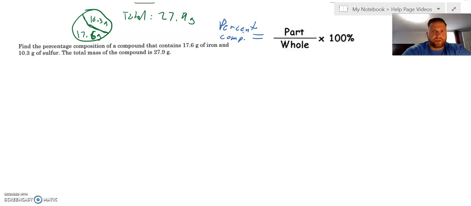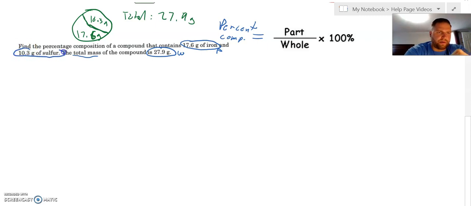And what we want to do is look for these items in the problem. They say that the total mass of this compound is 27.9. So this is our whole. That will always be our denominator. And now I'm going to find the parts. Here's one part, 17.6 grams of iron. And here's a second part, 10.3 grams of sulfur. We will have to perform two separate calculations, two horizontal lines of calculations, and hopefully we come up with a pie chart at the end. So here we go.